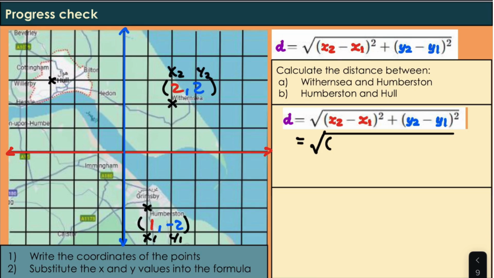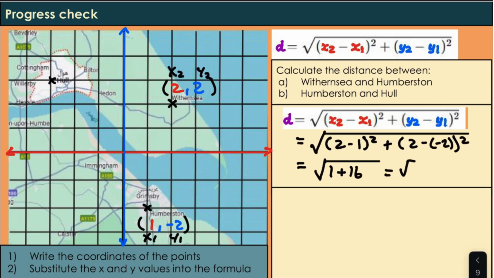Let's substitute in. x2 was 2, x1 was 1, and we square that. y2 was 2, y1 was negative 2. So I'm subtracting a negative 2, and I have to square that. So we have the square root of 1 plus 16, which is root 17, and we plug that in our calculator and we get 4.12 miles.